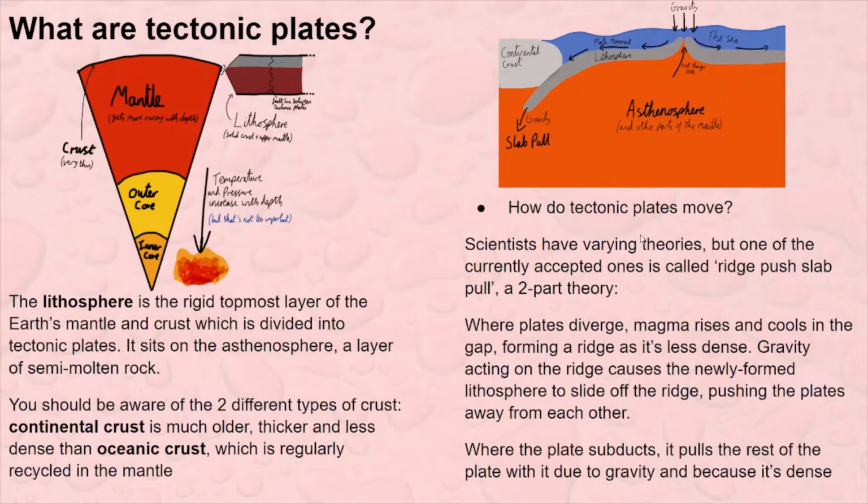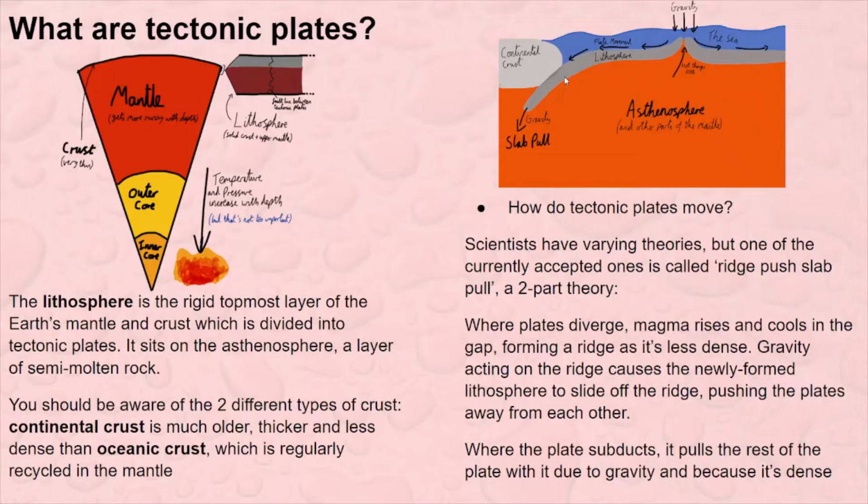Scientists aren't really sure, but they've come up with a theory called ridge push slab pull, which is one of the most currently accepted theories. The idea is that when magma comes up and cools, it forms a ridge, a divergent or constructive plate boundary. That's what we call them. We'll look at it later in the video. Gravity pushes on that. It compacts the newly formed rock, pushes the plate outwards and makes it more dense. So that's ridge push, and then slab pull occurs down here, where the plate subducts into the mantle.